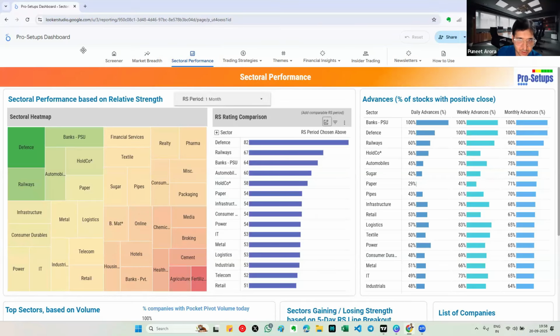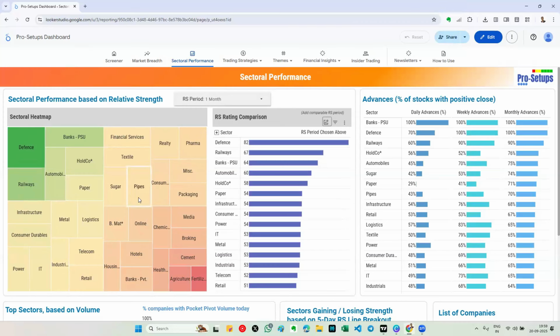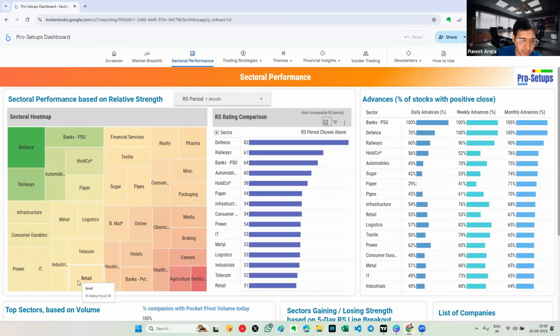So what you actually would like to see is that, this is a monthly RS based heat map. Here the defense is pretty high. Defense has already started giving us a move. It will be very high on the weekly heat map also. But what I want to see is whether the sectors appearing in these yellow or orange parts can reach this green top left part or not. Can pipes or sugar or logistics or retail or power sector or IT reach over here? That movement is very important. We can capture that movement when the monthly RS is not that strong and weekly RS is getting stronger.